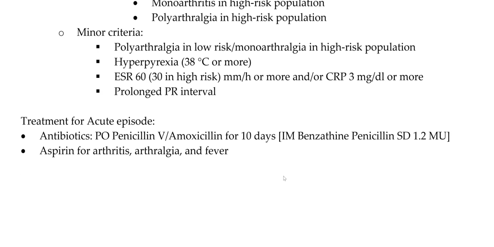Now, what should we do for treatment? So, treatment first, we will treat the acute episode. In acute episode, the antibiotics are needed. That is per oral penicillin V and amoxicillin for 10 days. So if a person is suffering from sore throat, then give this antibiotic, either penicillin or amoxicillin for 10 days. You can even give aspirin for arthritis, arthralgia, and fever. So supportive or symptomatic treatment.